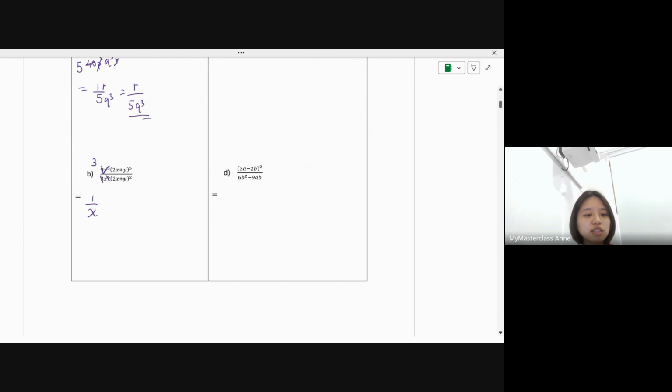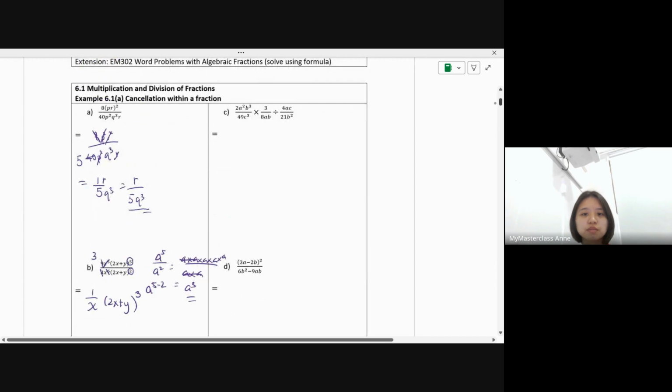Then on the right-hand side, (2x + y) and (2x + y). This is to the power of 5, this is to the power of 2. So I'll do (2x + y) to the power of 3. You can get this right: a⁵ divided by a² is a times a times a times a times a divided by a times a. So cancel, I get a³. This is a to the power of 5 minus 2. This is the idea. Now we look at the next question.